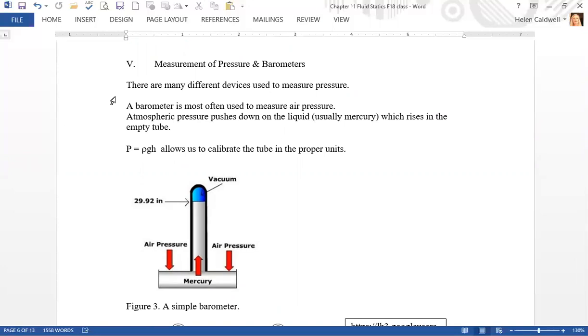Mercury is most common because it's very dense. And then you have an inverted tube. The tube has a vacuum in the closed end, and the open end is down into the pool of mercury. So it's open down here. Air pressure pushes down. That forces the mercury to move up into the empty tube, and the height of the column is a measure of the atmospheric pressure. So the height of that column, how high it is above the reservoir, will tell you what the air pressure is.